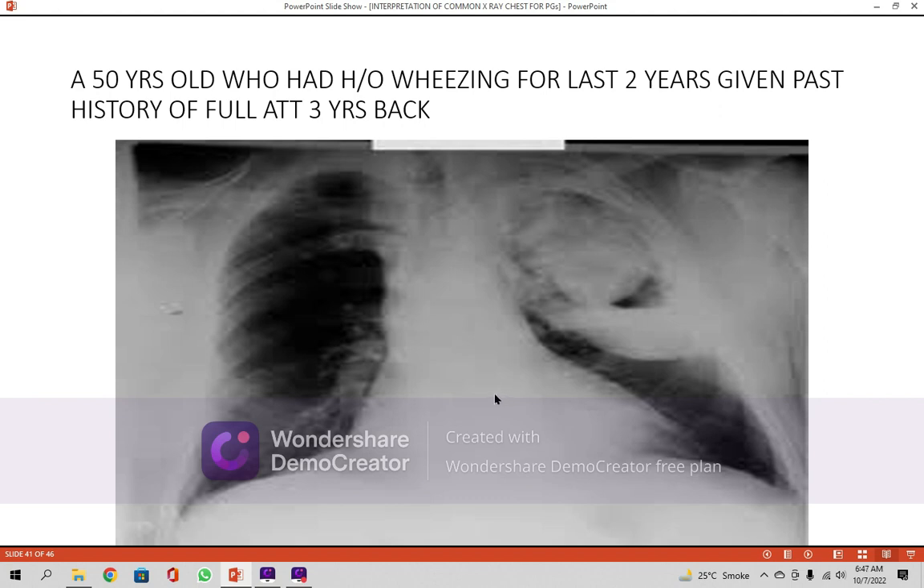And remember that you are a clinician, not the radiologist, because you have seen this case, you have examined this case, and then the X-ray was done. You are in a better position than the radiologist who is sitting in the room, because you can interpret it better than him.